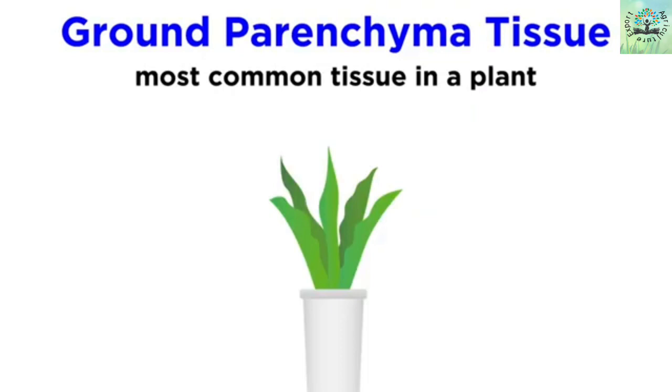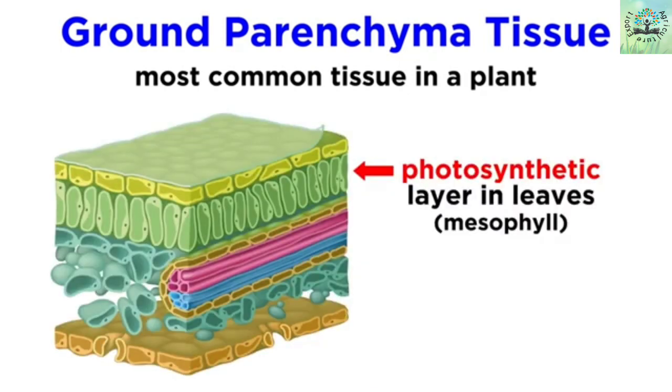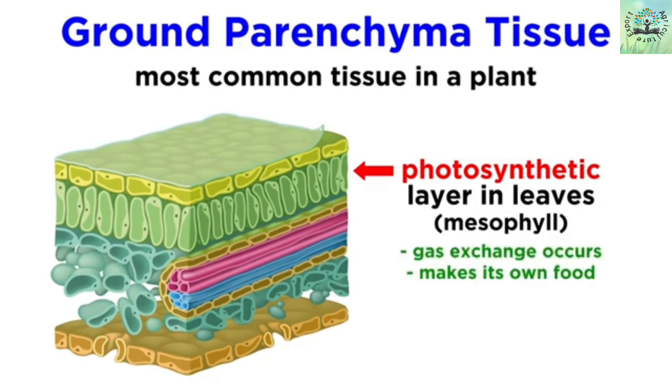Ground parenchyma tissue is the most common tissue in a plant. It appears in a variety of locations and does many jobs. Parenchyma tissue is responsible for the photosynthetic layer in leaves, called the mesophyll, where the plant performs gas exchange and creates sugars, making its own food.